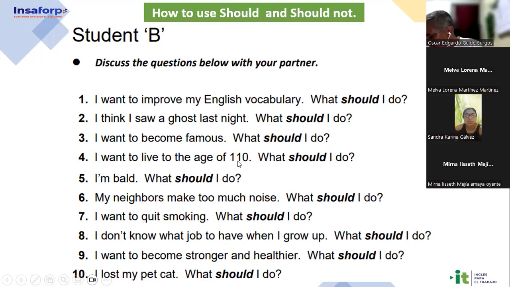What should I do? I want to live to the age of 110. What should I do? I'm bald. What should I do? My neighbors make too much noise. What should I do? I want to quit smoking. What should I do? I don't know what job to have when I grow up.